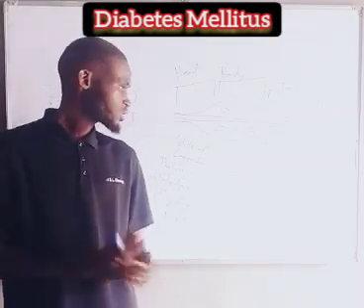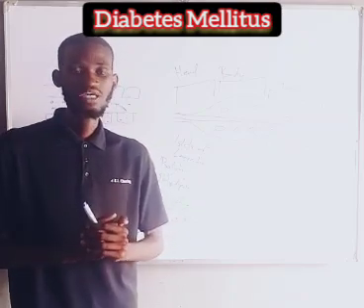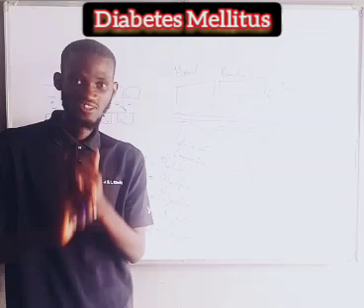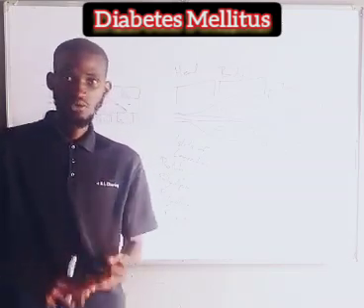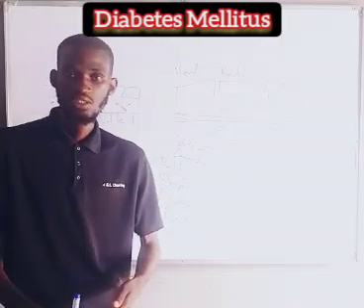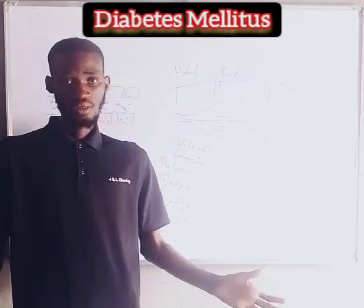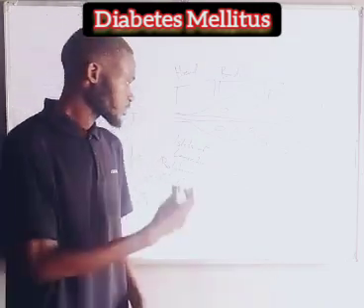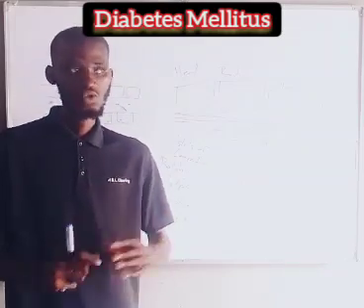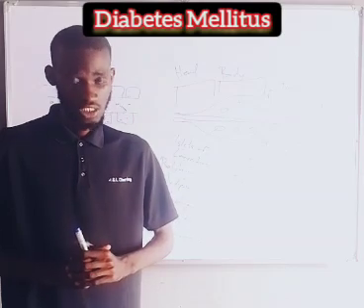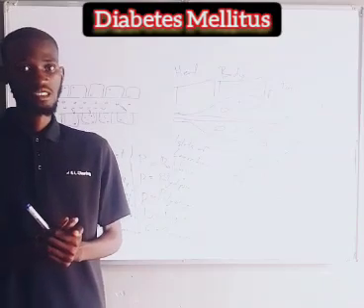How about the complications? What are some of the things that could come as a result of diabetes mellitus? We can talk about retinopathy, cardiomyopathy, neuropathy, nephropathy, and also CVA or stroke. So those are some of the complications that may come as a result of failure to control the sugar levels in the circulation. So this is what I had for you on diabetes mellitus.